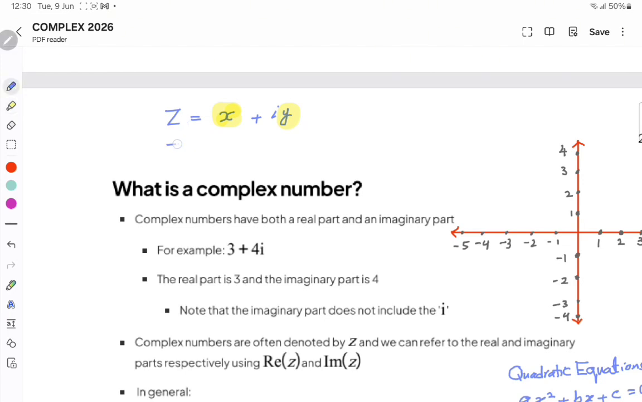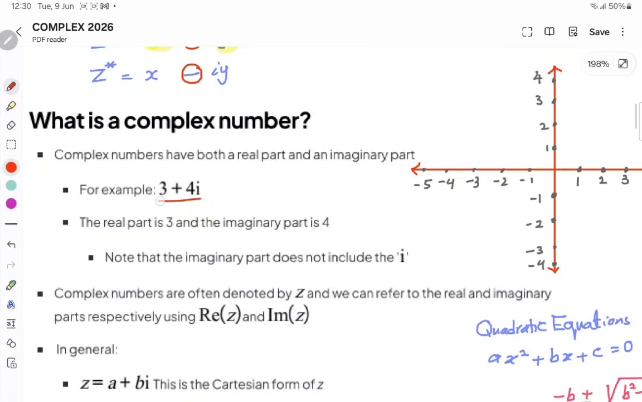The conjugate of that complex number we denote by z star, and it equals x minus iy. So in the conjugate, we only change the sign of the imaginary part. Assuming you have a complex number like 3 plus 4i, what is the real part? The real part equals 3. What is the imaginary part? The imaginary part of z is equal to 4, not 4i. The i is just the imaginary unit.